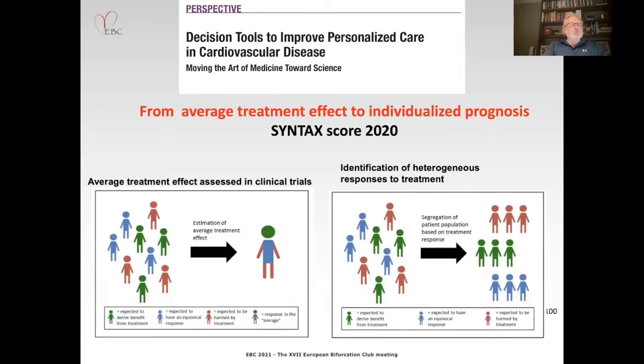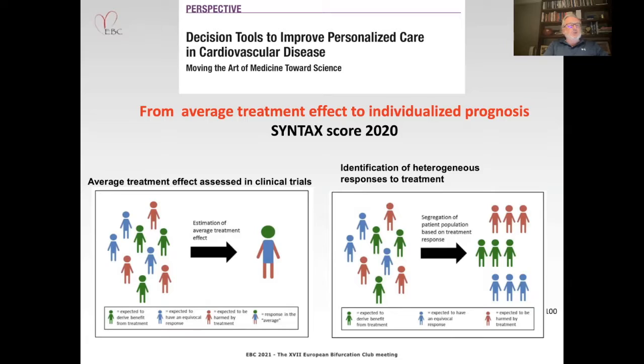Today, we have a decision tool to move from average treatment effect to individualized prognosis. In the randomized population of a trial, there are individuals in green who expect to derive benefit from the novel treatment, others in blue who have an equivocal response, and those in red who will be harmed by the novel treatment. In a clinical trial, the average treatment effect results in a kind of multicolor patient, which expresses the mixed average effect of the different treatment response of each individual in the trial.